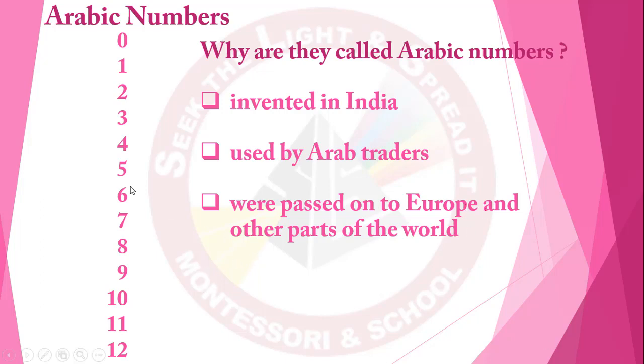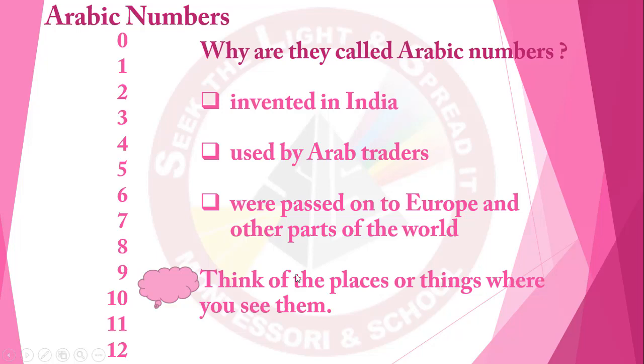So these numbers are very common these days, and we see them almost everywhere around us. Can you name some of the places or things where you see them? Like on the clocks, on books, on price tags. So think of more things where you see these Arabic numbers.